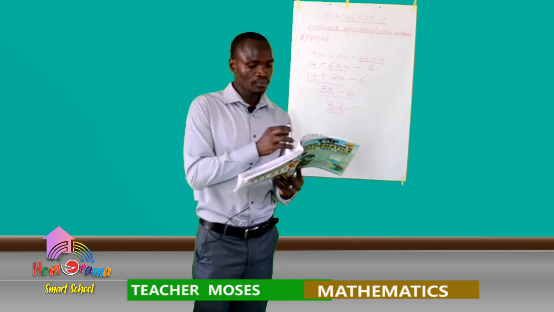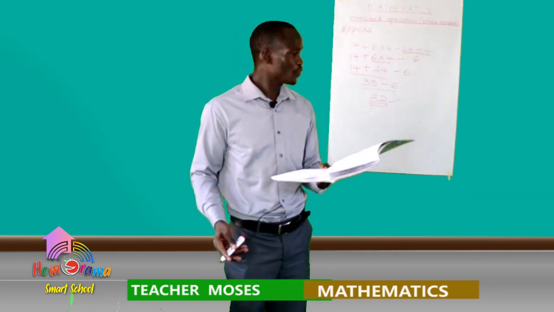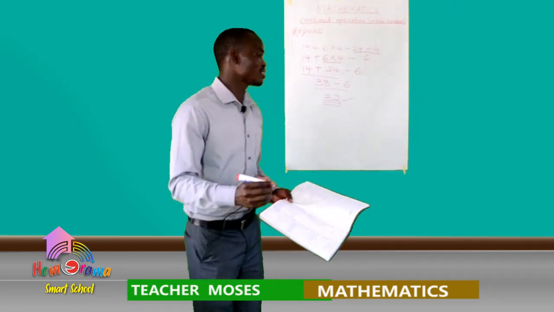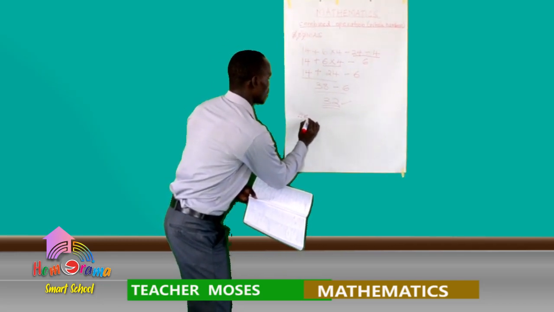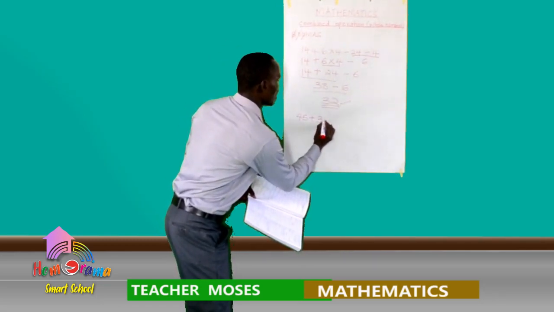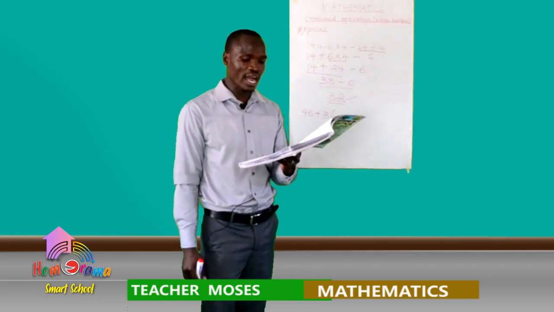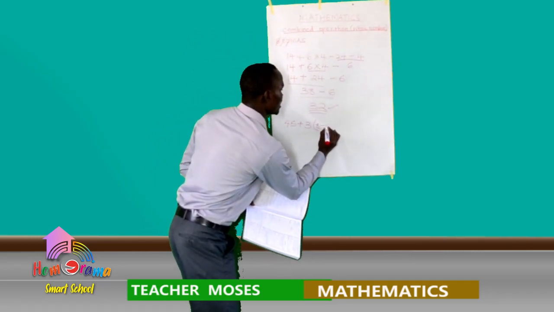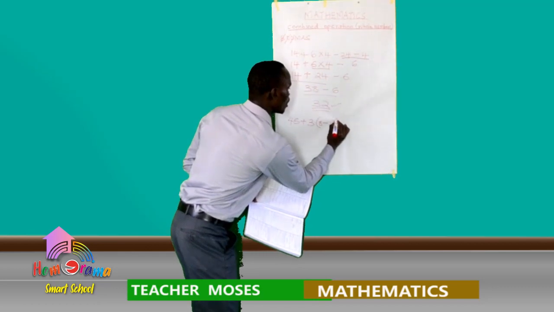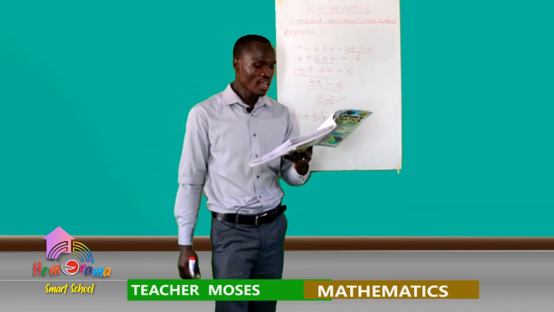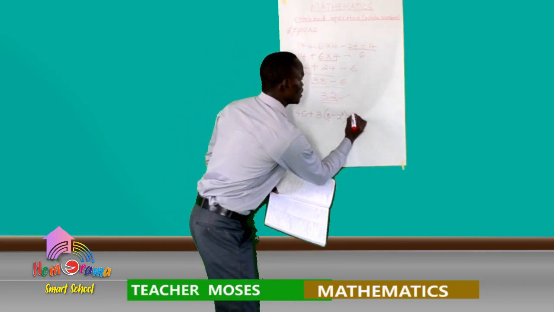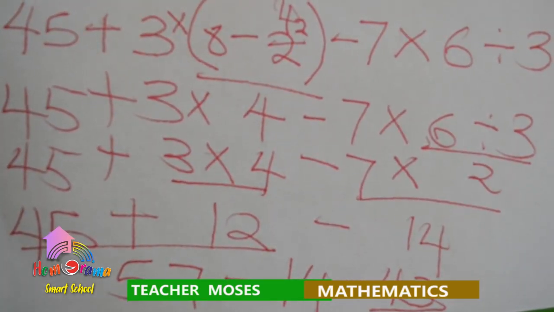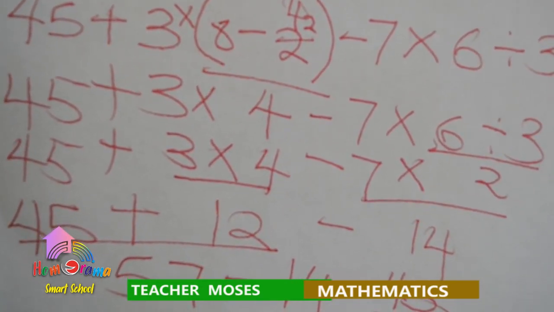write it down. We have 45 plus 3 into bracket, so you create a bracket there, then inside the bracket we have 8 minus 2 squared, close that bracket, then we have minus 7, then we have times 6 divided by 3. That is our question.